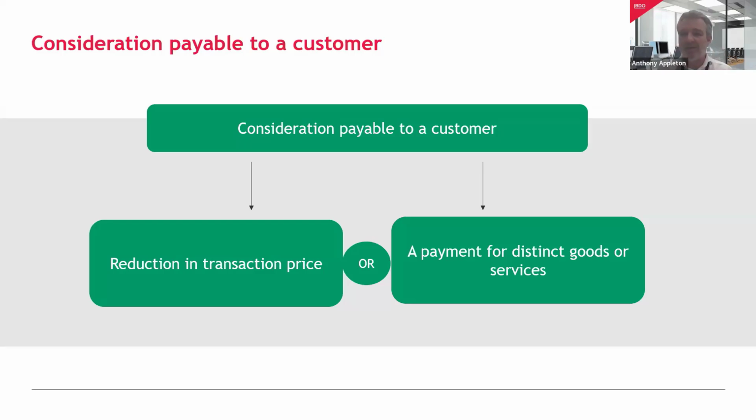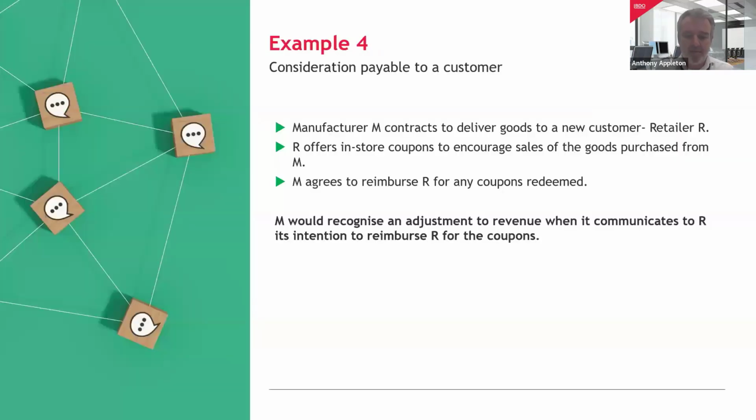Now, this might be things like coupons, vouchers. It might be things like if your customer is a retailer and you're providing some money to help them with the marketing of your products, unless that is a completely distinct good or service. So, for example, just paying for it to be on a particular shelf, it's not a distinct good or service. It's going to lead to a reduction in the transaction price. See an example on the next slide.